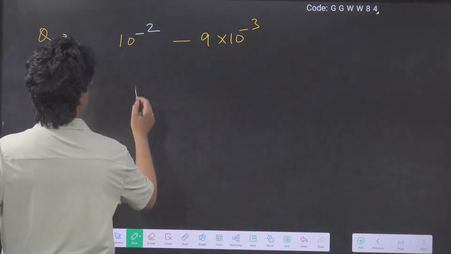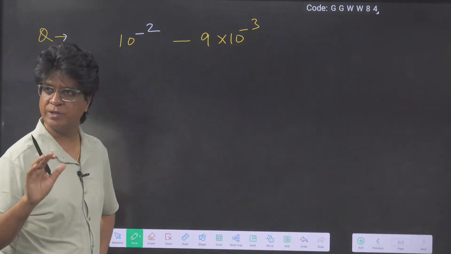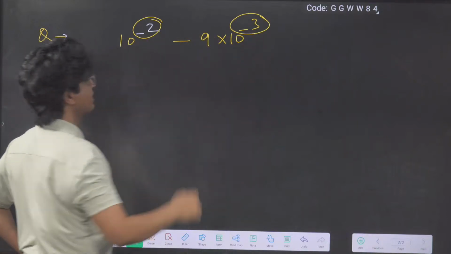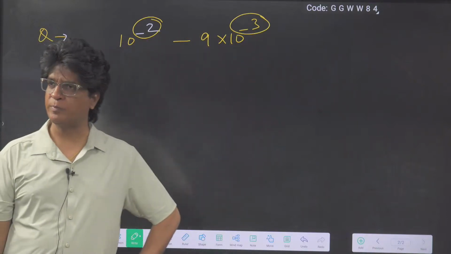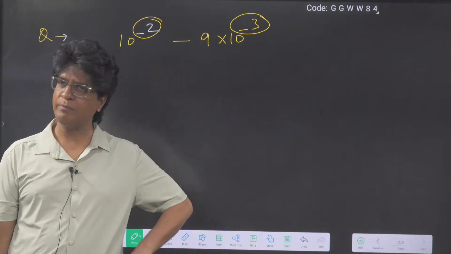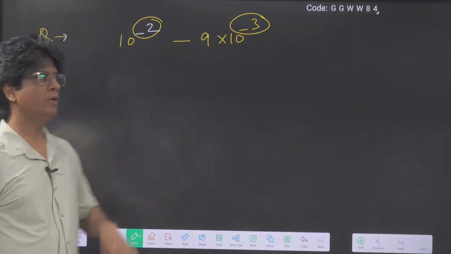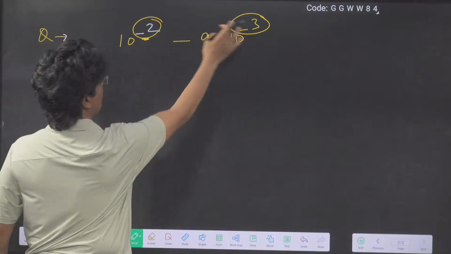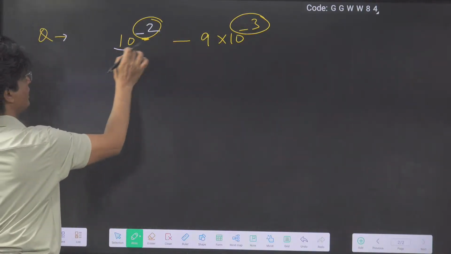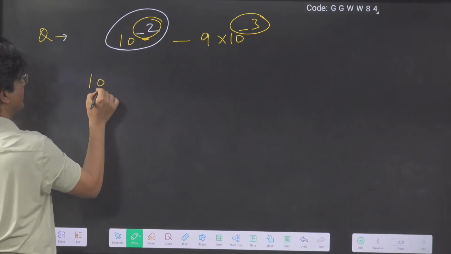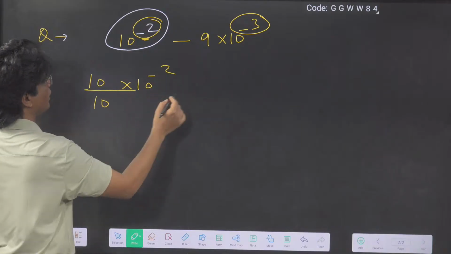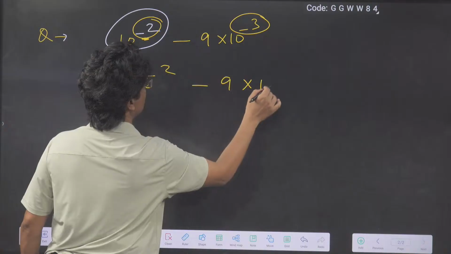So to subtract, first make sure that the powers are the same. Only if the powers are the same can you subtract, right? And if the powers are not the same, your job is to make the powers the same. So this is 10 to the power of minus 2. Can I make it 10 to the power of minus 3? To do that, I have to multiply by 10 and divide by 10. Nothing will change. Into 10 to the power of minus 2 minus 9 into 10 to the power of minus 3.